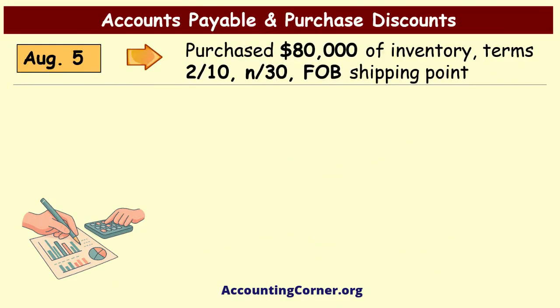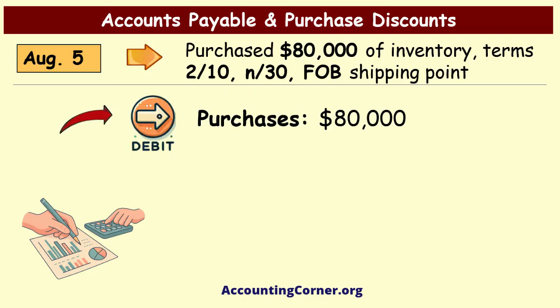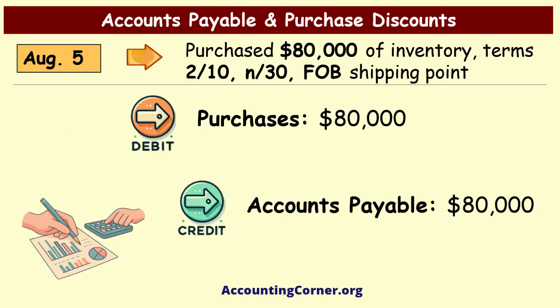Now, let's practice and record transactions. On August 5th, the company purchased $80,000 of inventory. The purchase was done based on the following terms. 2 out of 10, N/30. FOB shipping point. Purchases are debited by $80,000. Accounts payable are credited by $80,000.